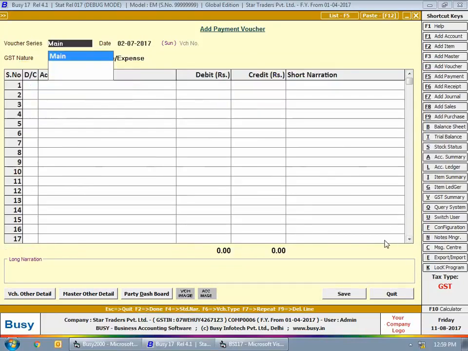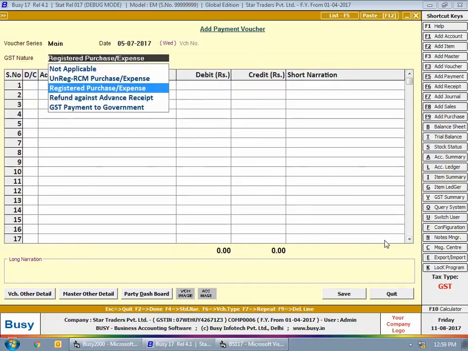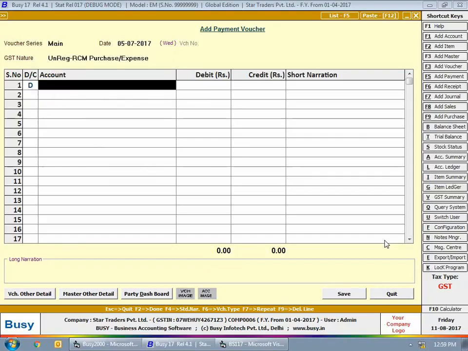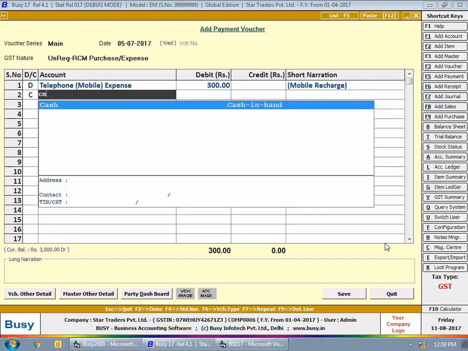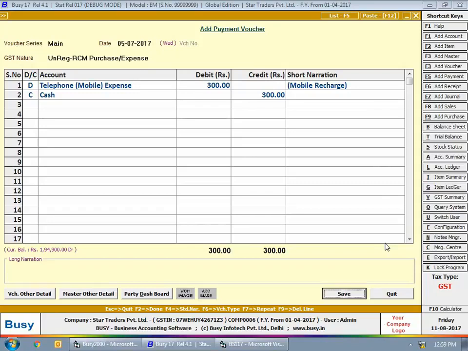Next, we are entering one more transaction on 5th July. Here we are taking the GST nature as unregistered RCM purchase / expense and debiting the telephone mobile expense for 300 rupees. Here we are assuming that we have recharged mobile with 300 rupees from an unregistered dealer. So you can see in the previous transaction for the same account we have taken the GST nature as registered expense, as in that transaction we have paid the bill to a registered company, Bharti Airtel, and in this transaction we are assuming that we have recharged the mobile for 300 rupees from a vendor who is unregistered. Next we are entering one more voucher on 6th of July.